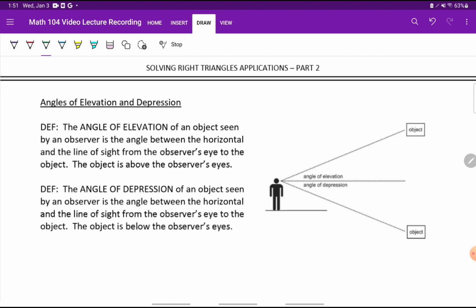An angle of elevation of an object seen by an observer is the angle between the horizontal and the line of sight from the observer's eyes to the object. The object in this instance is going to be above the observer's eyes.